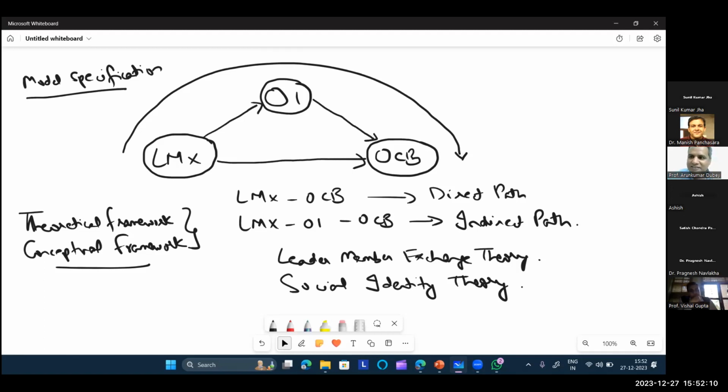Maybe if the framework is already based on existing theory, supported by existing theory, proven theory, we may call it a theoretical framework. And in the other case, the framework is yet to be tested and proven. So it remains in the domain of conceptual framework till the time it is well established and accepted worldwide.